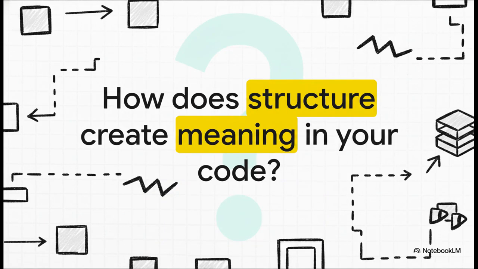So that leaves us with one final thought to chew on. This structure stuff isn't just about preventing crashes. The way you organize your code tells a story. So the question you should ask yourself isn't just, does my code run? But does it clearly communicate what it's trying to do? How can you use that structure to create real meaning in your code?